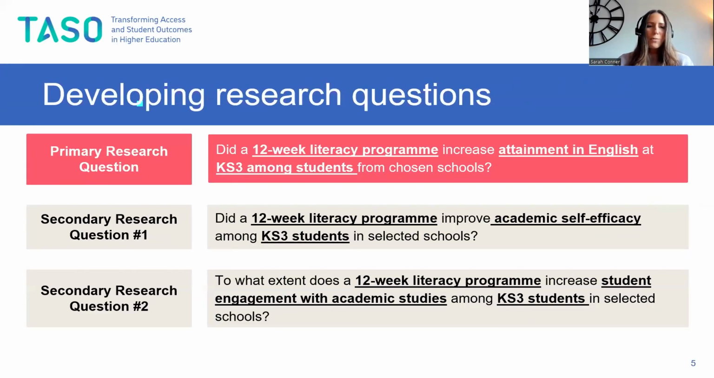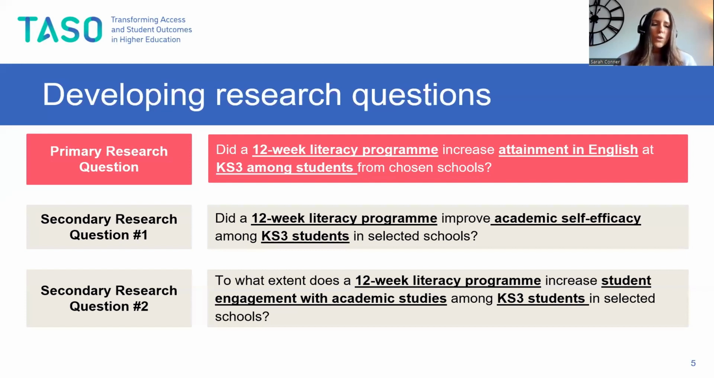So a recap on what Nicolette went through last time. She talked through developing research questions, and the importance of a primary research question to really interrogate the main impact of your intervention. In the example she went through, the main research question was whether the literacy program increased attainment in English at Key Stage 3 among students.